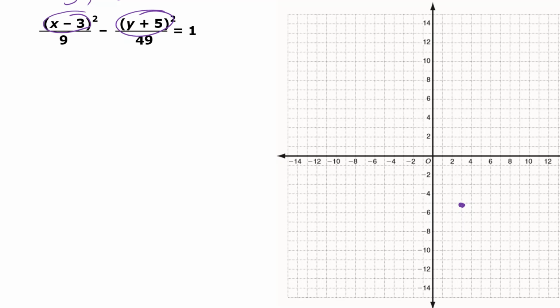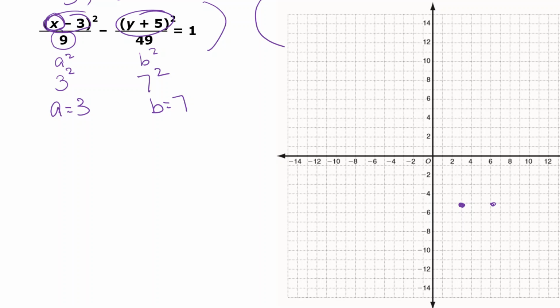We aren't in our a squared format, so let's change this to be 3 squared, and get our b squared in the right format, so that's going to be 7 squared. So I know that my a is going to be 3 and my b is equal to 7, and that's going to help me with finding my vertices. Remember, this started with x first, so that tells me that my hyperbola graph is going to look like that. My a is going to be on the horizontal line, so I'm going to go 3 over from my center, 1, 2, 3, and 3 over from my center on the other side.